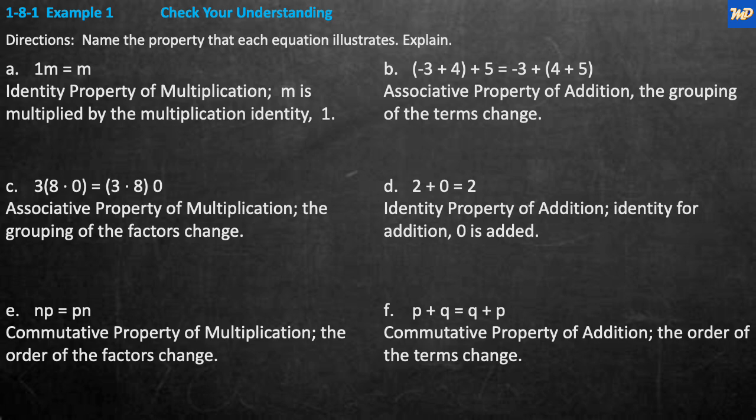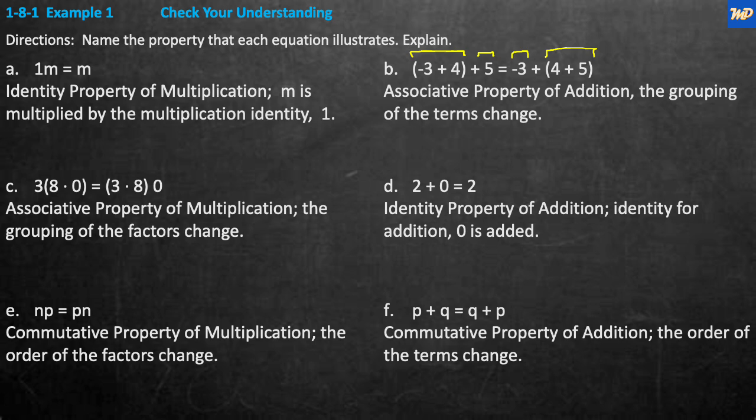The quantity minus 3 plus 4, plus 5, is equal to minus 3 plus the quantity 4 plus 5. Okay, so what's happening? The way we're associating these numbers together, we can add in any direction we want. It doesn't really matter. But what we're changing is the grouping. We're grouping these two and then adding the 5, or we're taking the minus 3 and then adding the group 4 plus 5. So this is the associative property. It's about how we associate groups.